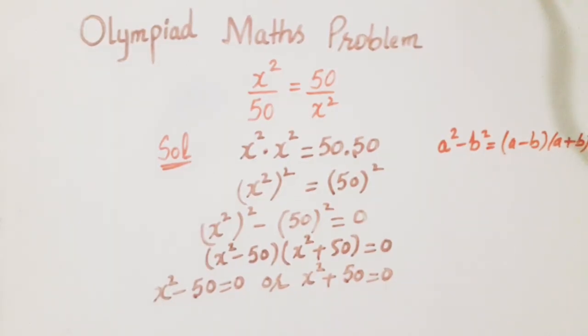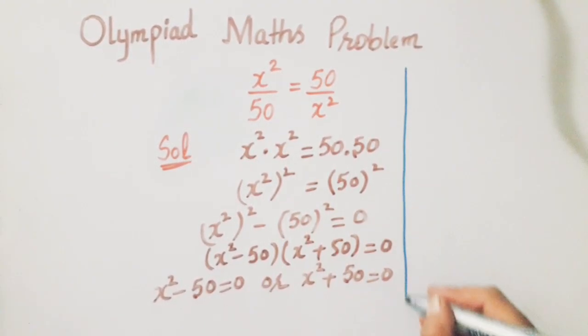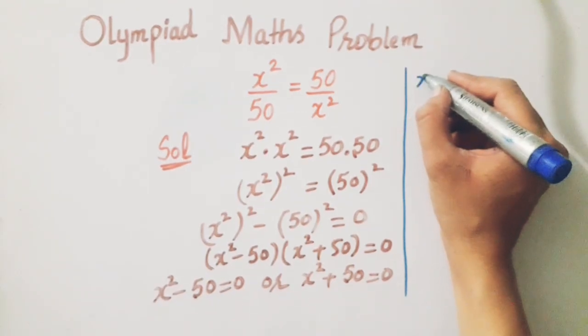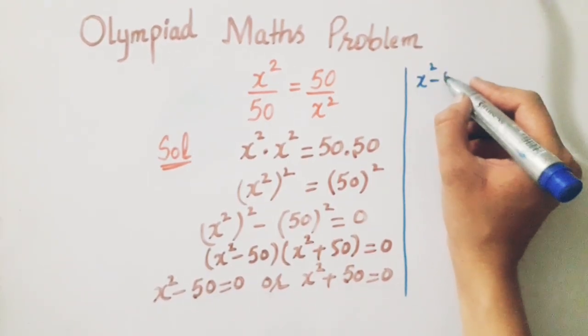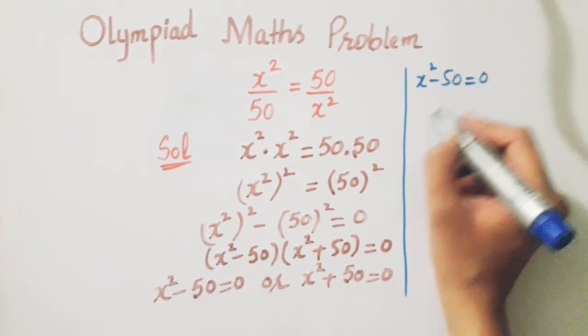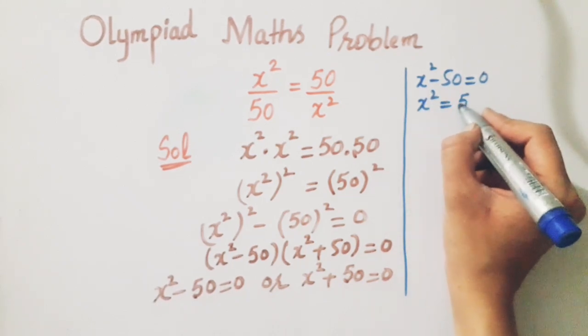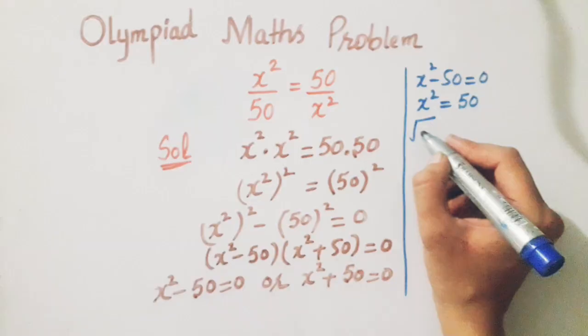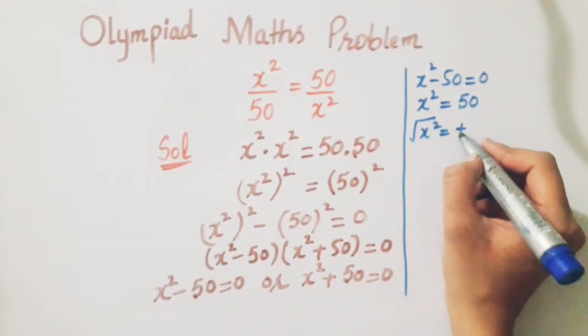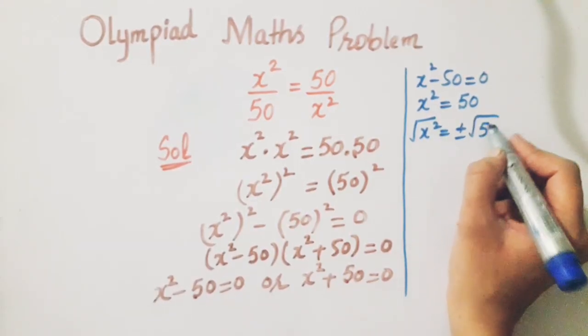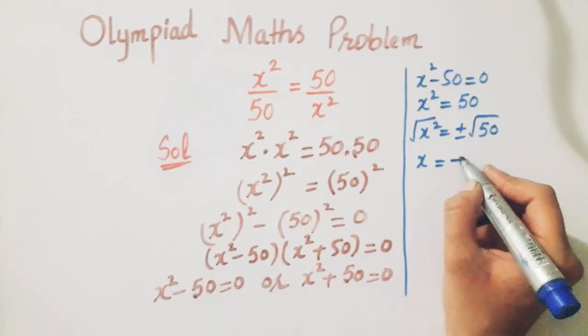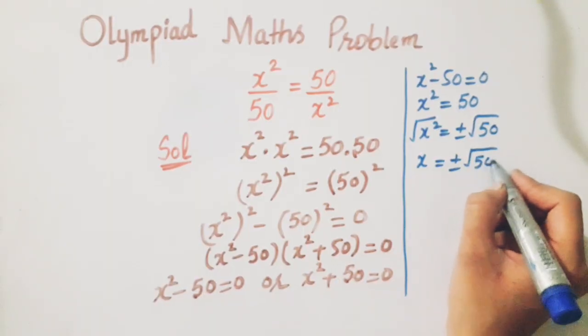Then there are two situations, two cases. First is x square minus 50 equals 0, which implies that x square equals 50. Now we will take the square root on both sides. Then we get x equals plus minus square root 50.